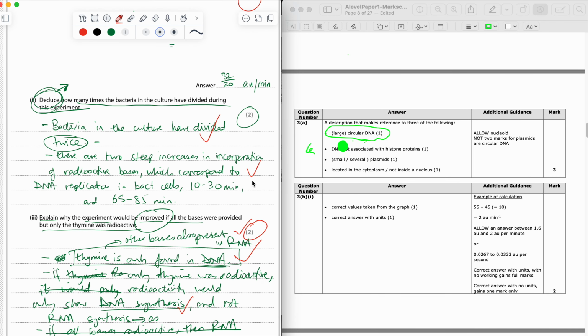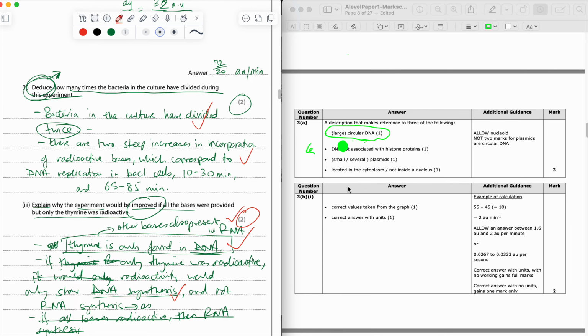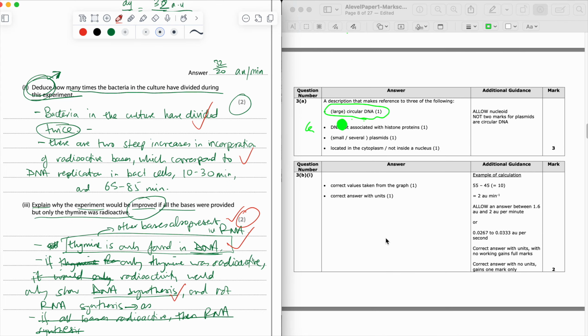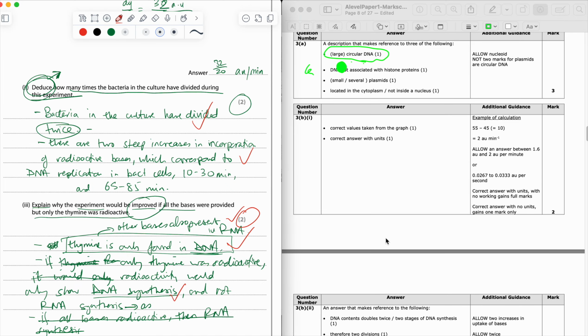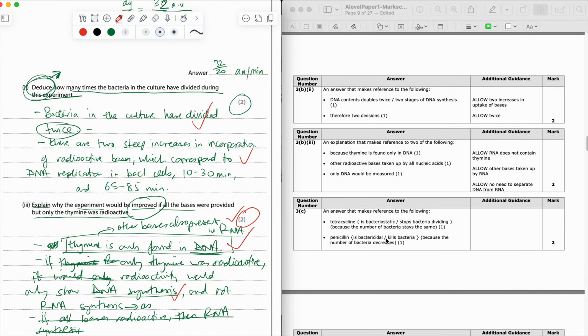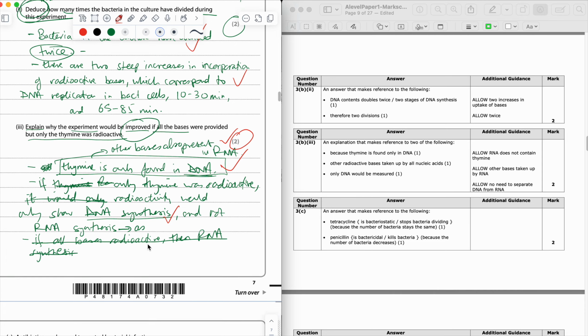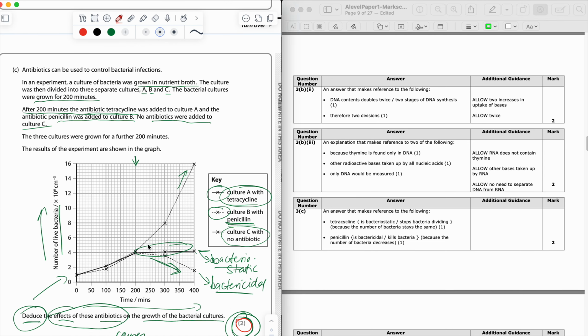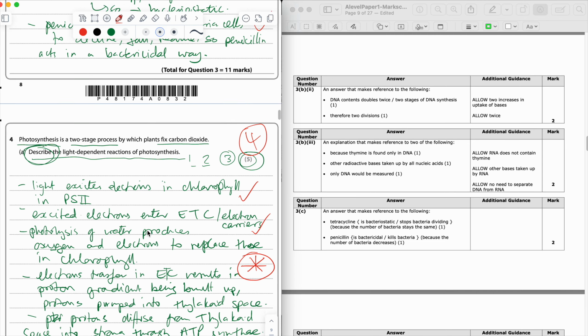So far we've got into question 3, and I don't have any major problems with the mark schemes. I've lost marks for my own mistakes, and that's fine. Okay, let's keep going. No issues there. Antibiotics was fine.